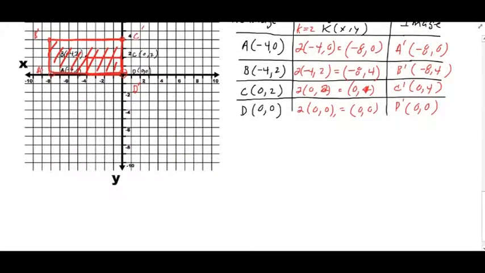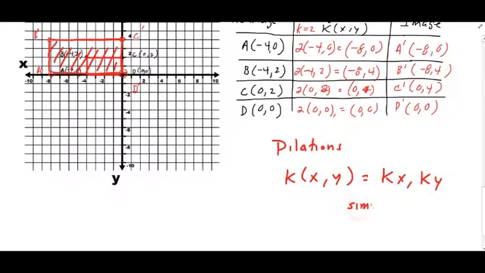Once again, when k is greater than 1, we have an enlargement. When k is equal to 1, the pre-image and the image will be congruent. And when k is less than 1, we will have a reduction and it will move towards the origin in comparison to an enlargement, which moves away. Here's the algebraic rule. It's quite simple.